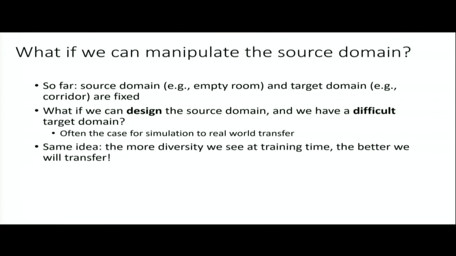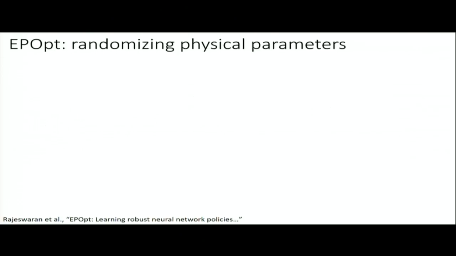So the general idea, if we have the ability to manipulate the source domain, is that the more diversity we see at training time, the better we will transfer. So if you don't know exactly how much your robot will weigh at test time, if you train on robots of different weights, you're more likely to succeed than if you train on just one weight that is the wrong weight.